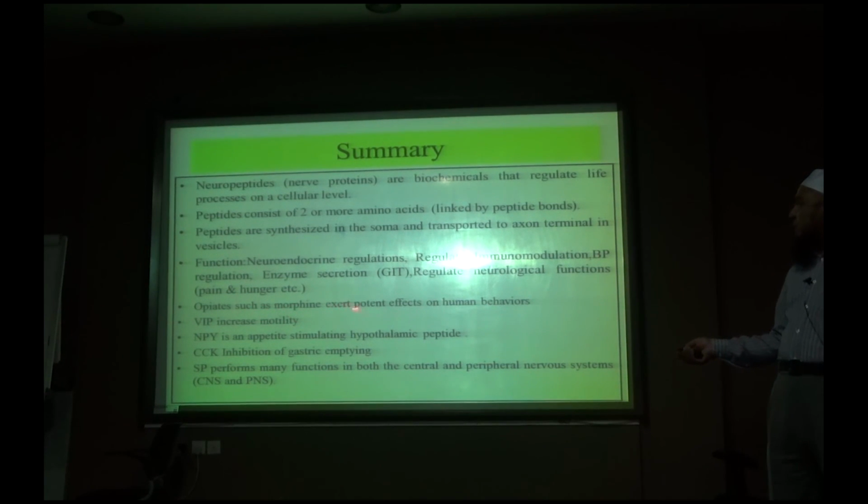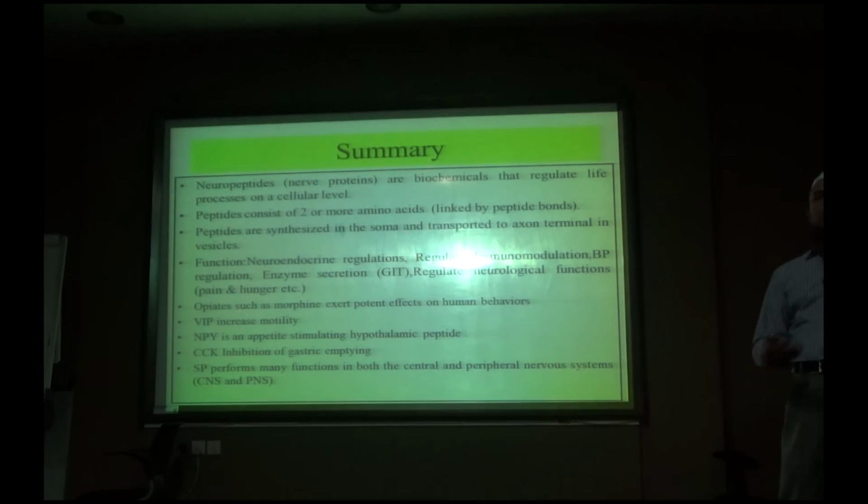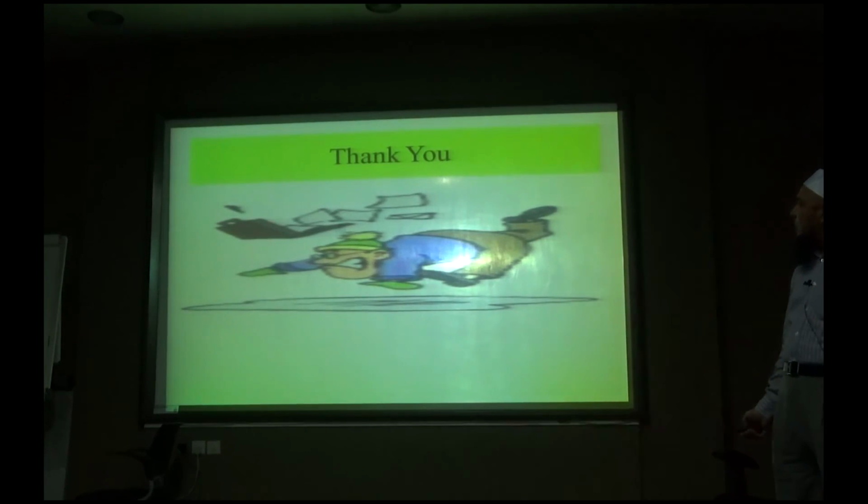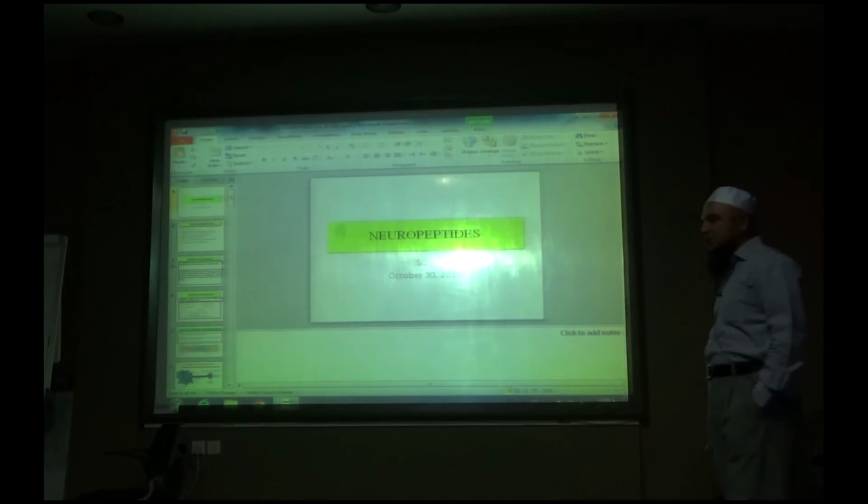Opioids such as morphine exert potent effects on human behavior. VIP increases the motility. NPY is an appetite-stimulating hypothalamic peptide. CCK causes inhibition of the gastric emptying. Substance P has many functions in both central and peripheral nervous systems. Leptin controls the appetite through NPY. Clear, guys? Yes. So these are the peptides.